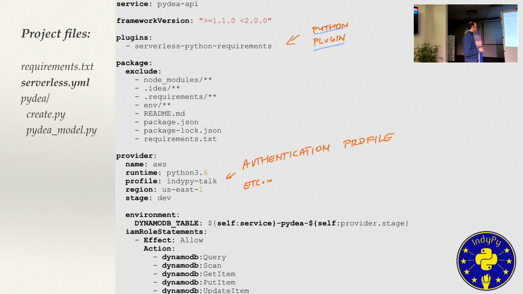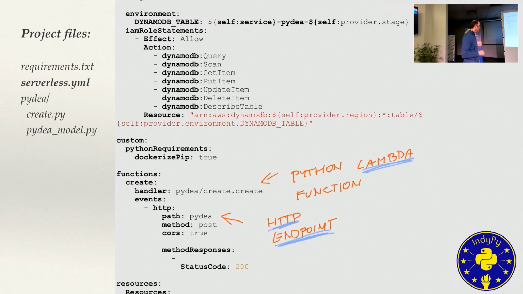Also, I need to name my plugins. One plugin I already installed is the Python requirements plugin. With the Python requirements plugin, I'm going to say Dockerize. It means it'll use Docker to package my dependencies. Right?